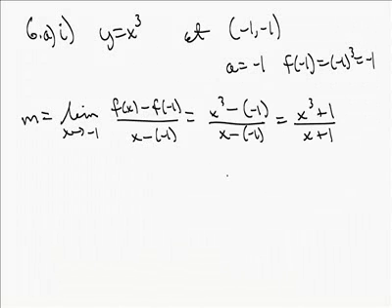Now notice again, I get on you guys about this. We need to make sure we write our limit in each time here: the limit as x approaches -1. Notice we can't plug it in because -1 is not a part of the domain of this function, x cubed plus 1 over x plus 1.